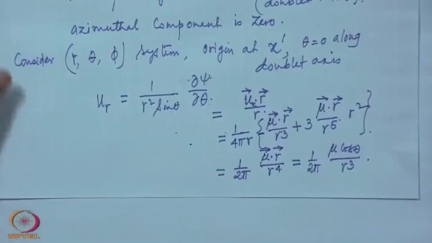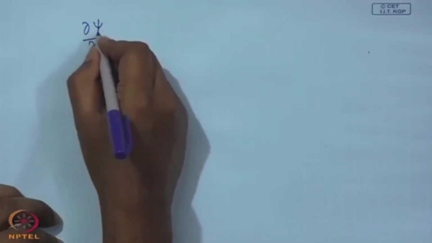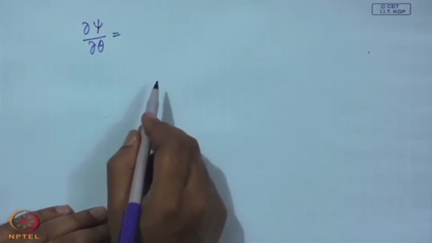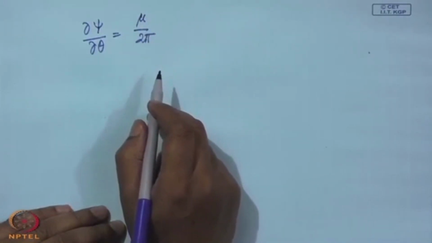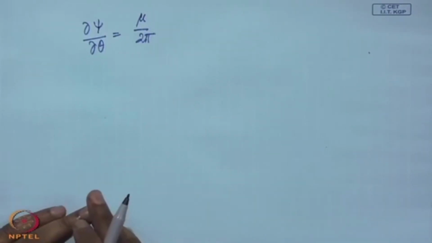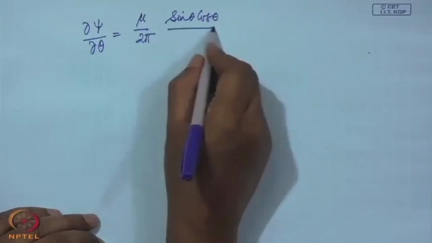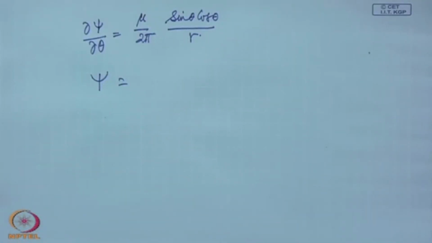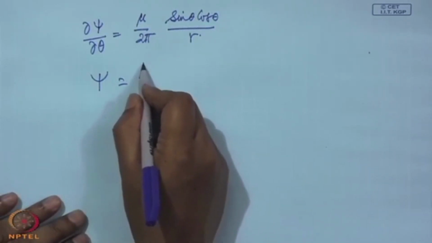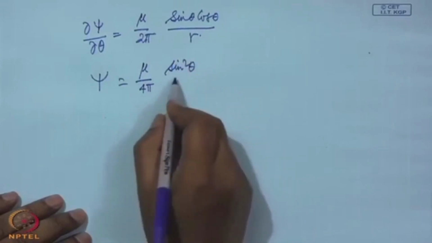So, now we can evaluate what psi is. It gives d psi d theta equal to mu by 2 pi sin theta cos theta by r, no. And so psi equals mu by 4 pi sin square theta by r.